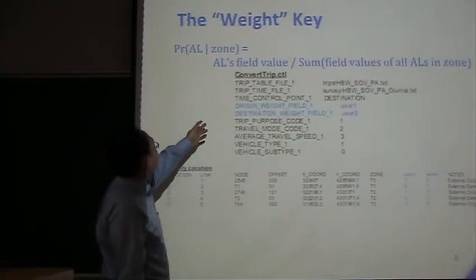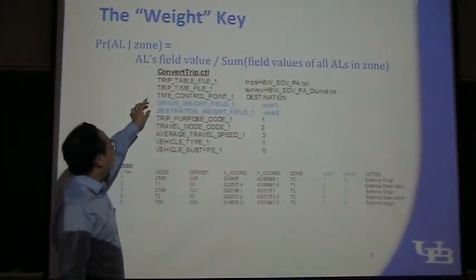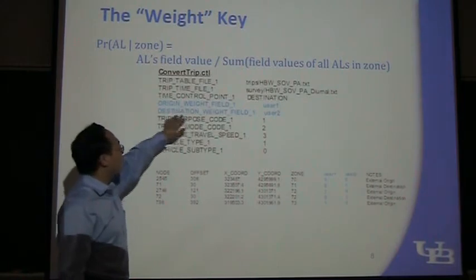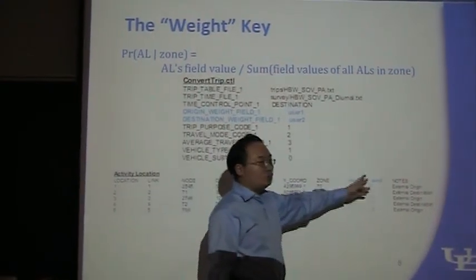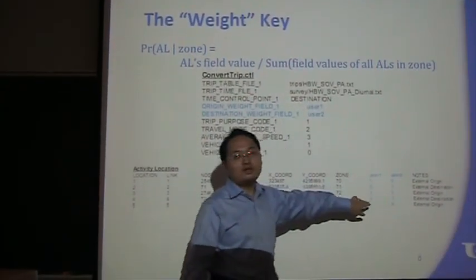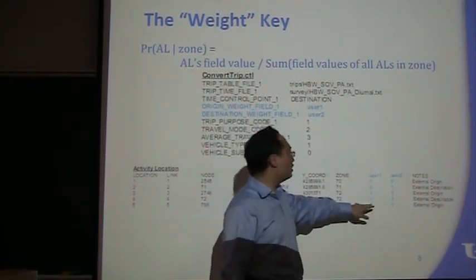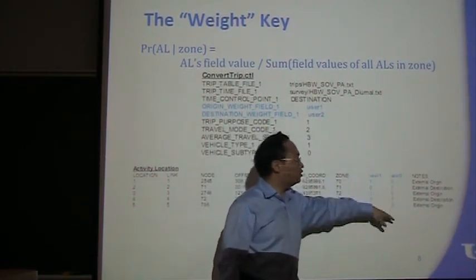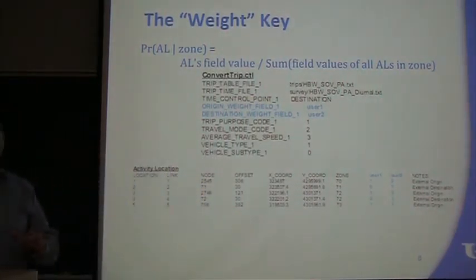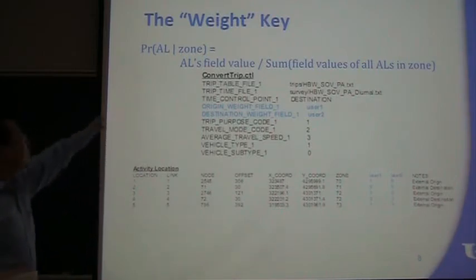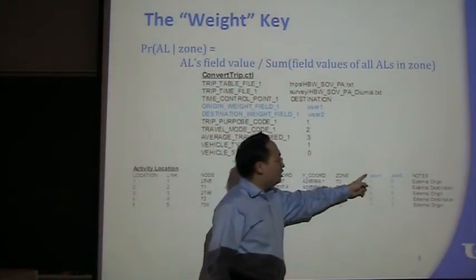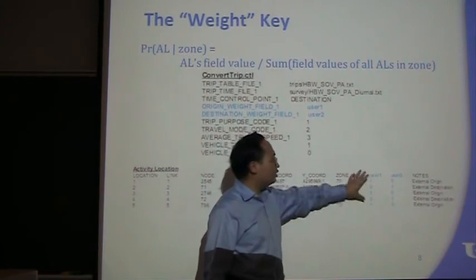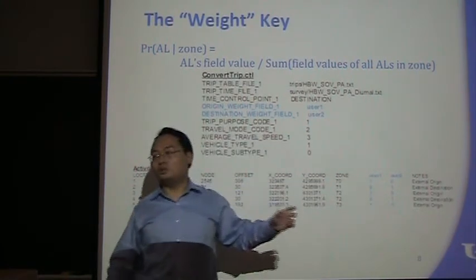And that's the key called weight key. We can have two weights, one called the origin weight, the other one called destination weight. And within the activity location file, we can define our own weight field. These two fields are not automatically created, but we have to define them. These two fields represent the weight when we are converting trips. And the probability that we are getting an activity location within the zone will be equal to the value of this field divided by the summation of all the activities within that zone.